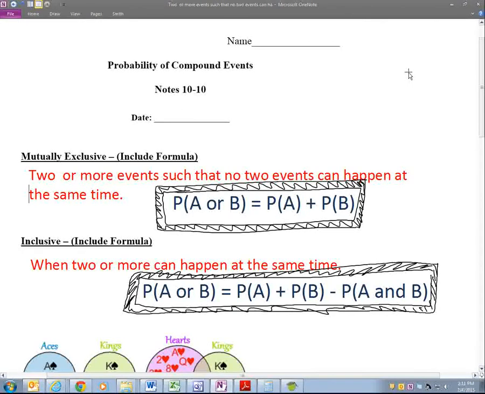So we have probability of compound events. Compound events. Do you guys remember the word compound from something else that we had in the past? Compound interest. Didn't that mean that it was related to something else? Remember? They did combine. Yep, and that's exactly what's happening at this one.